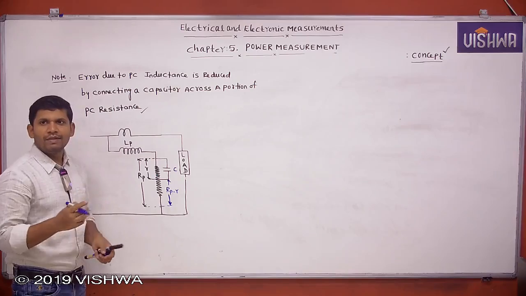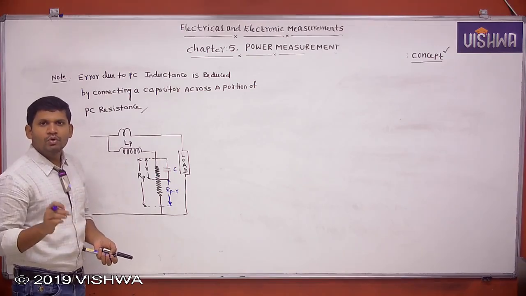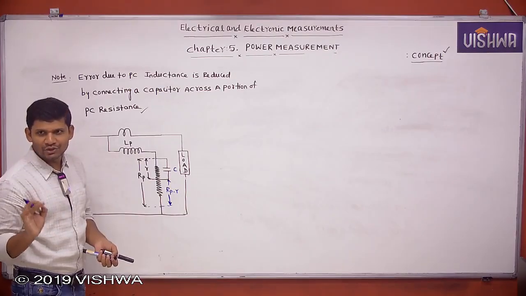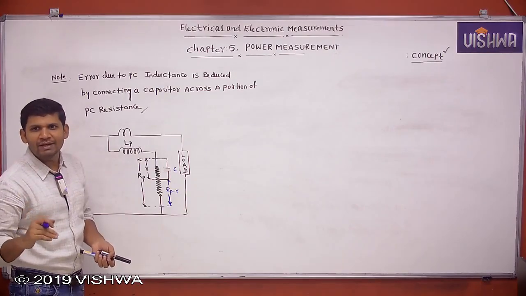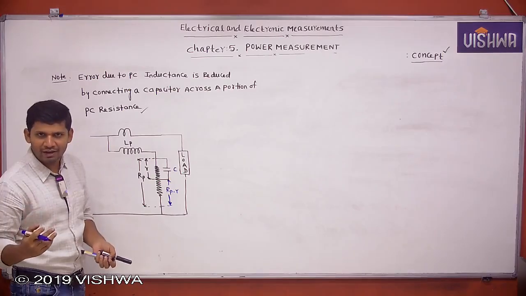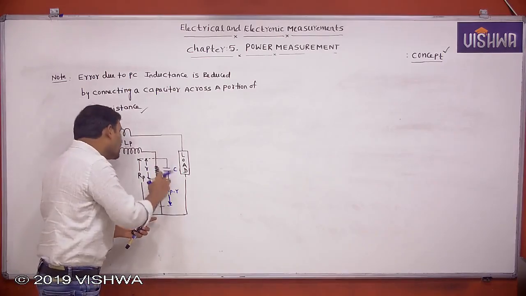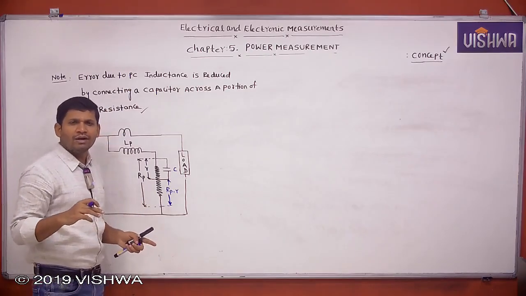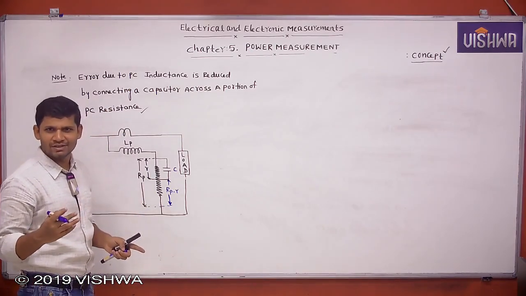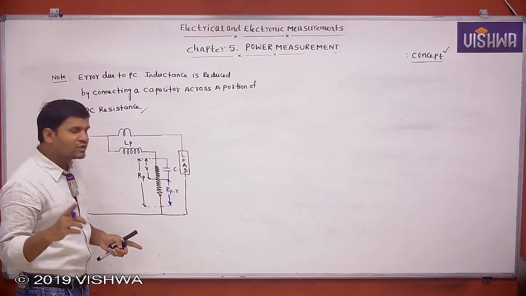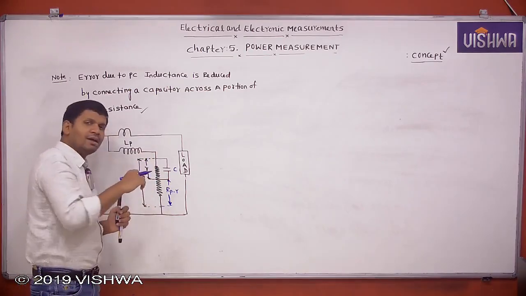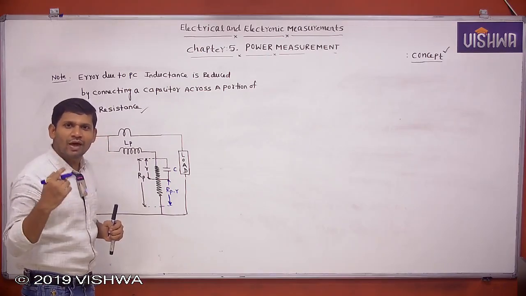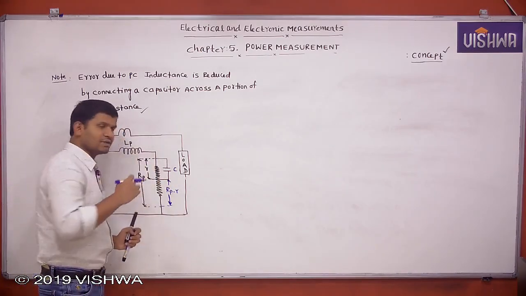Yes, the reason is, as I told already, to measure the true power, the pressure coil must be highly resistive. That means we want to maintain the high resistance of the pressure coil. If you connect the total resistance of the pressure coil, then the resistance will be affected, and it is not possible to maintain the high resistance. That is the reason. We want to reduce the error, and at the same time maintain the high pressure coil resistance. That's why we are connecting only a portion of the resistance.